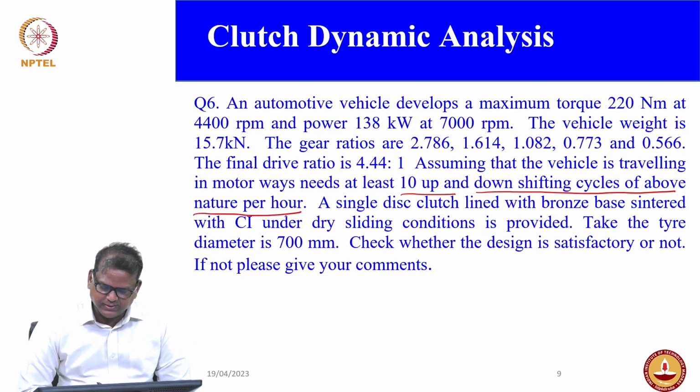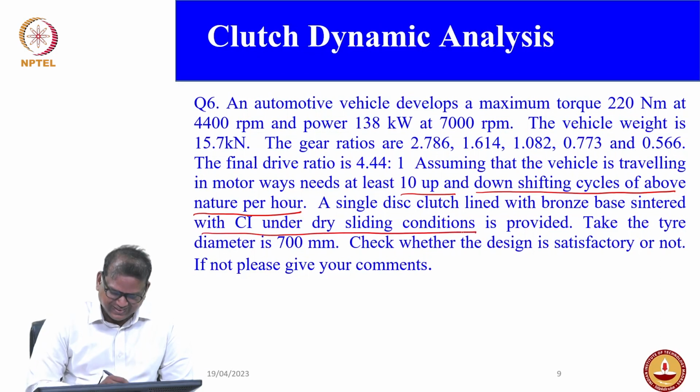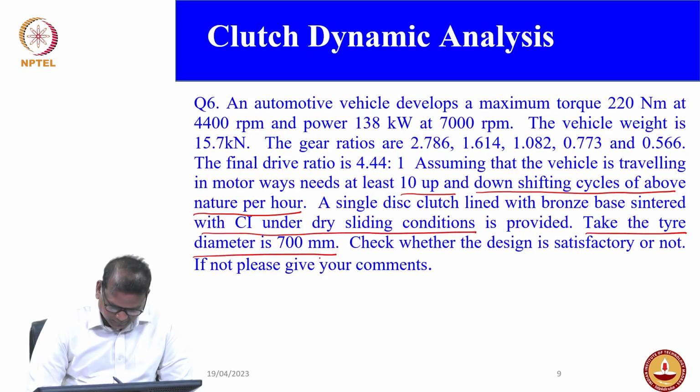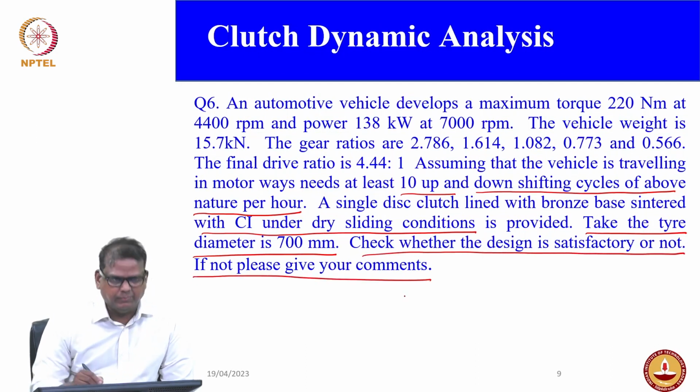A single disc clutch lined with bronze-based sintered metal against cast iron under dry sliding condition is provided. Take the tire diameter as 700 millimeter. Check whether the design is satisfactory or not. If not, please give your comment.